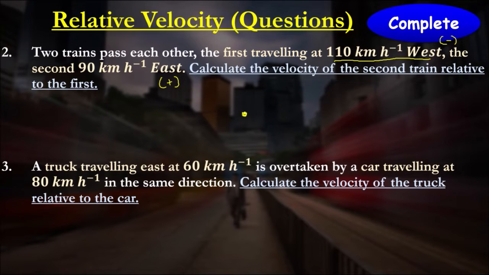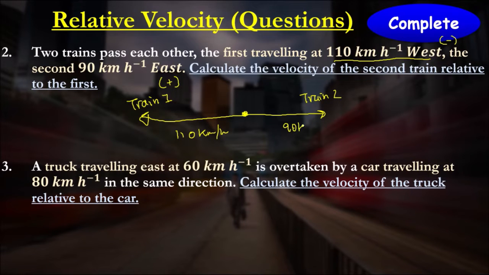Let's firstly draw out our vector arrows. So train 1, we'll call you here, is traveling at 110 kilometers per hour in the west direction. And over here we have train 2. Notice how the arrow is a little bit shorter because the velocity is a bit slower. That's train 2, and it is traveling at 90 kilometers per hour.